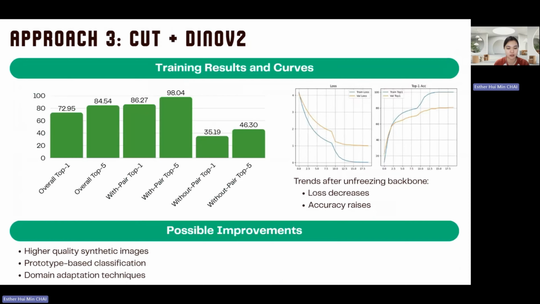So we believe that if time allows, this approach might be able to improve further by generating higher quality synthetic images by using a diffusion model or by integrating domain adaptation techniques and prototype-based classification.